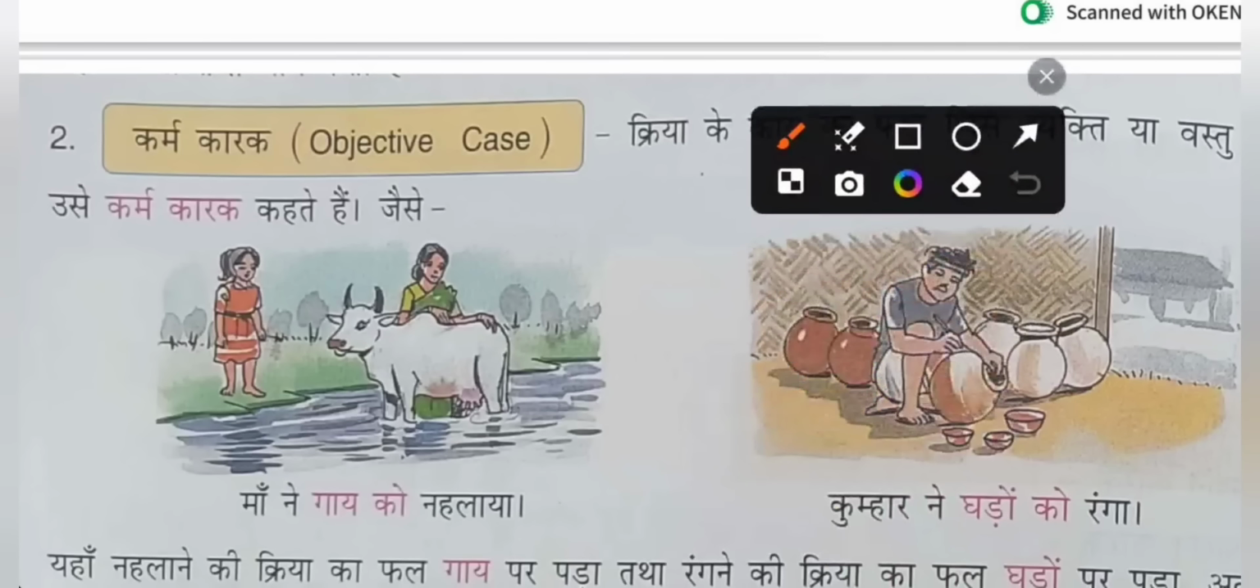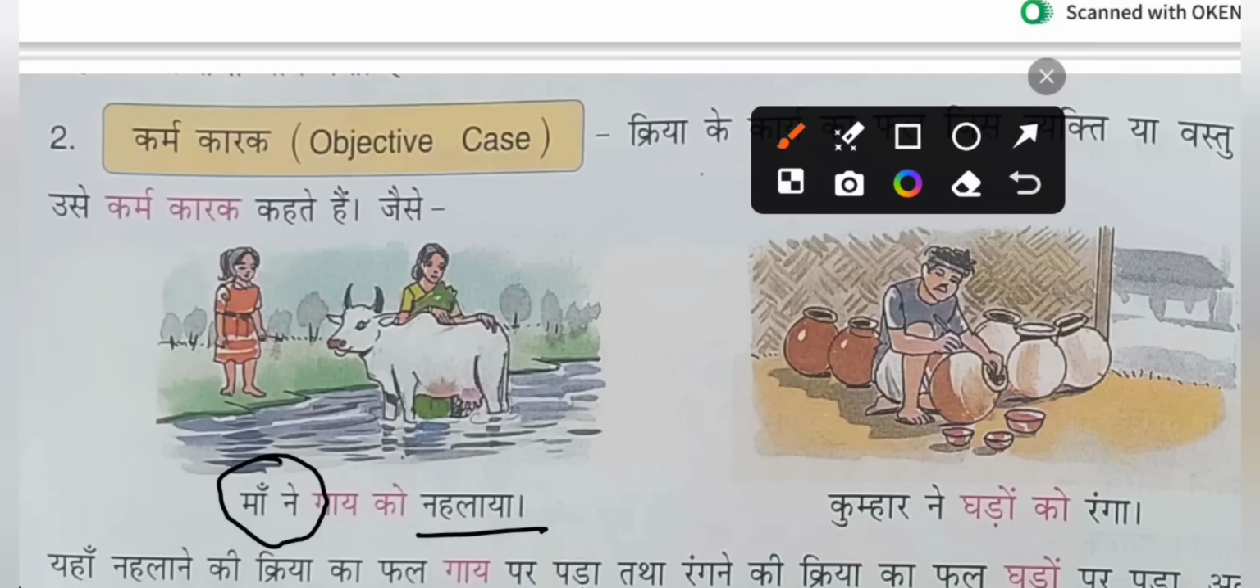See the example here. माँ ने गाय को नहलाया. Mother has bathed the cow. So नहलाया is the action. Now I am asking the question, who did the work? I am getting ma. So I am getting mother ne. So that is a karta karak.